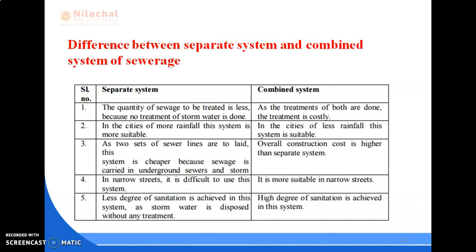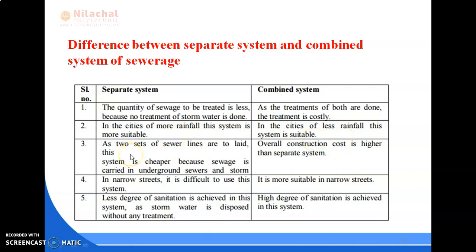Then difference between separate system and combined system of sewerage. Here are some major differences. Number 1, the quantity of sewage to be treated is less in the separate system because no treatment of stormwater is done. Again in combined system, as the treatments of both stormwater and sewage are done, the treatment is costly. Number 2, in the cities of more rainfall, the combined system is more suitable. In the cities of less rainfall, the separate system is suitable.